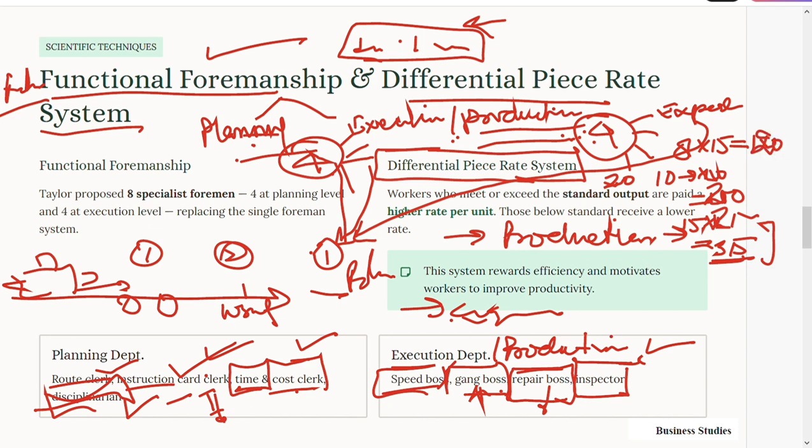So this is what the piece wage system says. If somebody is producing less, his per unit price would be 15, less than the standard, that is 20. 5 rupees he is getting as punishment. If somebody is producing more than that, that means he is getting 5 rupees bonus per unit. So this is called the differential piece wage system.